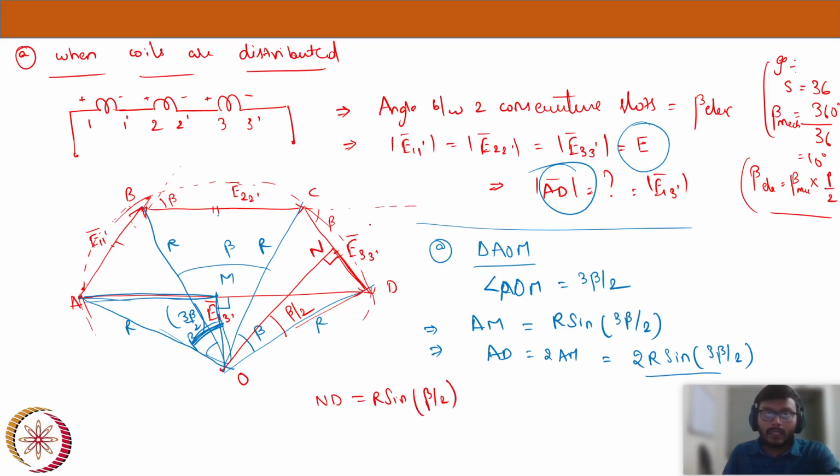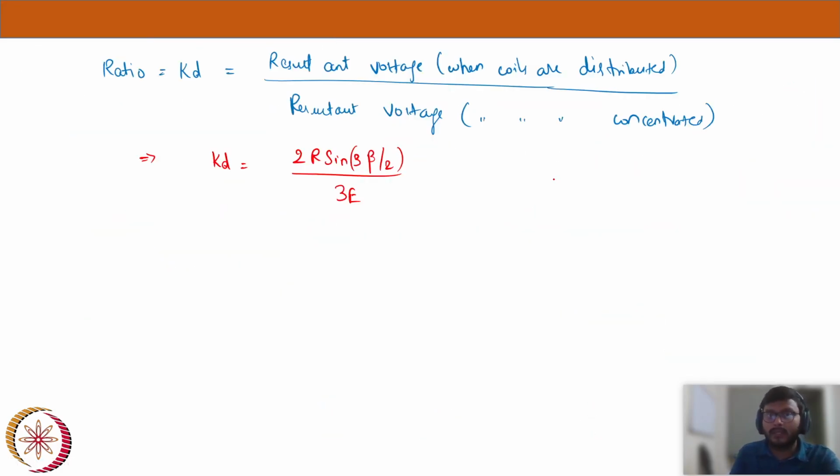But I am interested in this whole CD. CD will be 2 times ND, right? So it's 2R sine beta by 2. Why did I take CD? Because I know the magnitude of CD, that is nothing but E, right? Now E is equal to 2R sine beta by 2. Now let's take this and substitute it here.